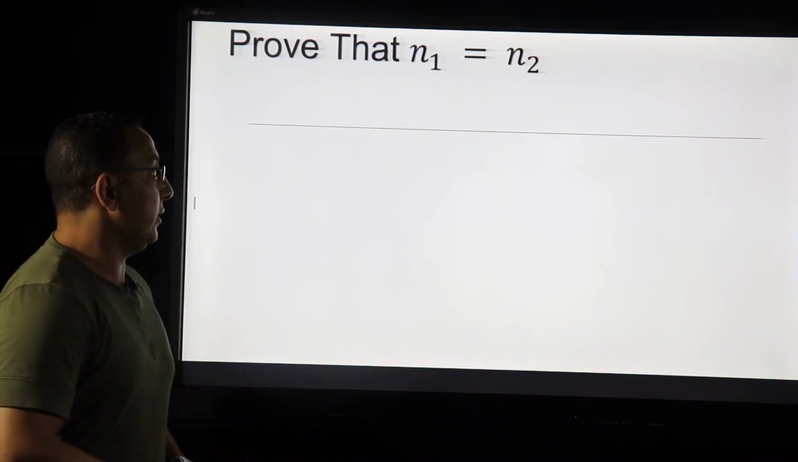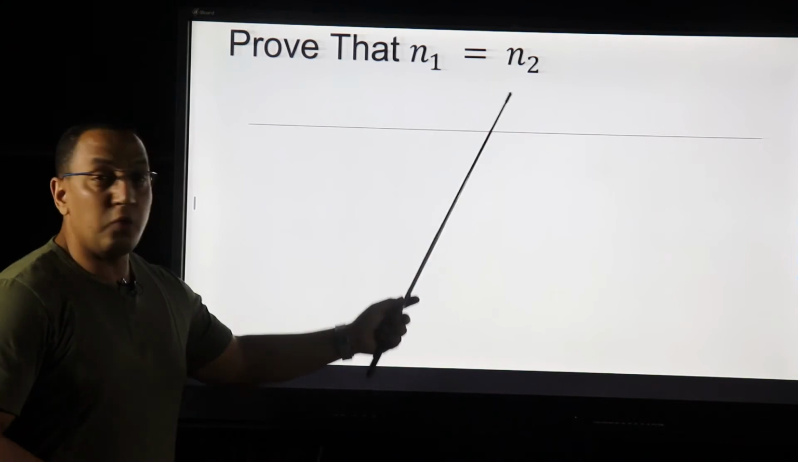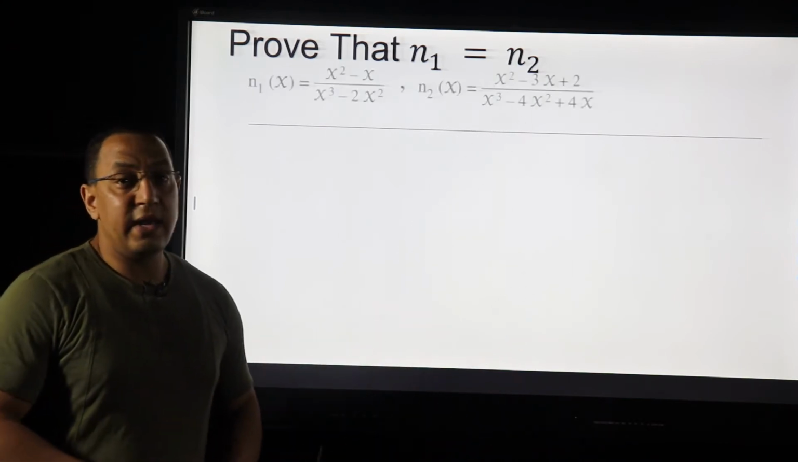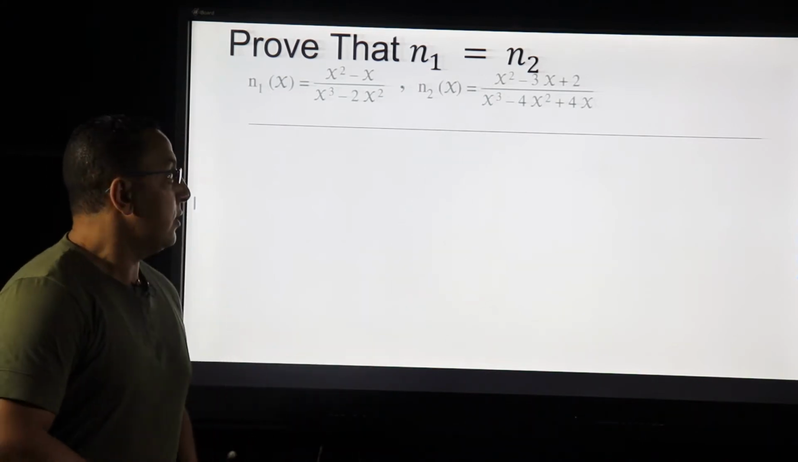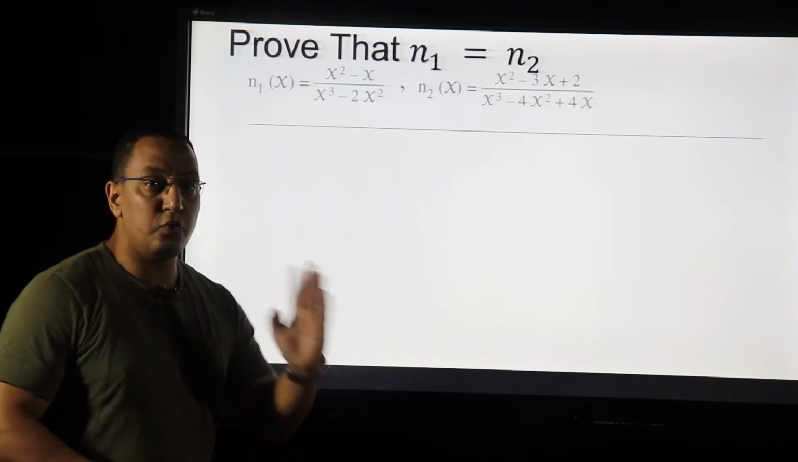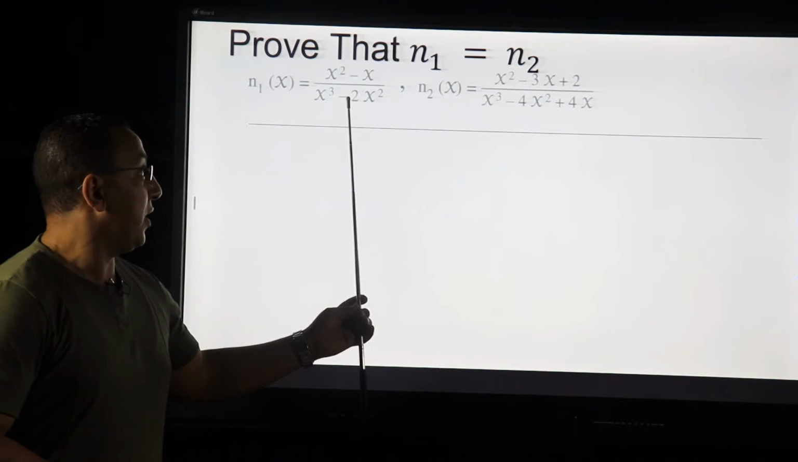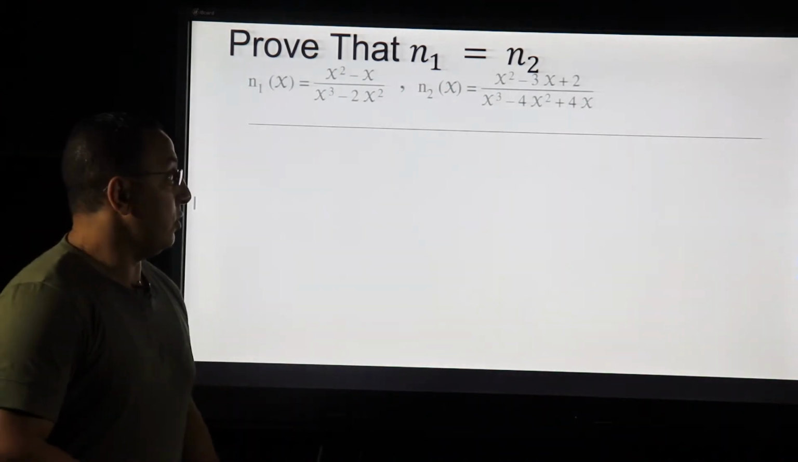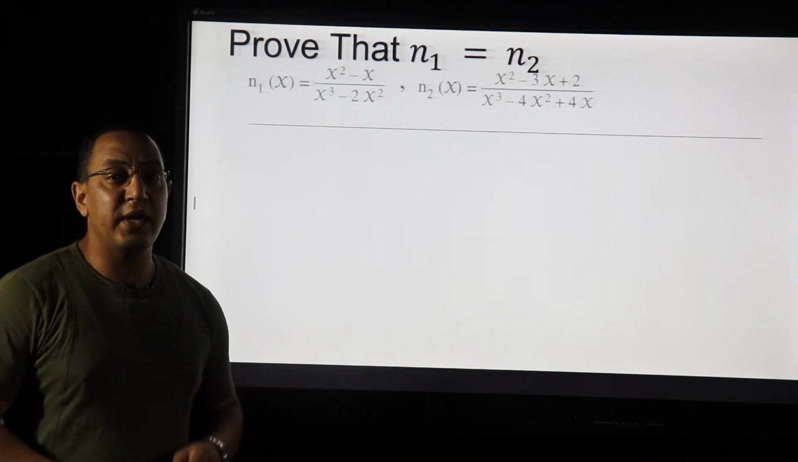Prove that n1 equals n2. n1 is a fraction and n2 is another fraction. I need to prove that the two fractions are equal. Okay, to prove that the two fractions are equal, I'm going to divide the page in two halves. In the first half I'm going to simplify the first fraction and find its domain, and also in the second one I'm going to simplify the second fraction and find its domain.